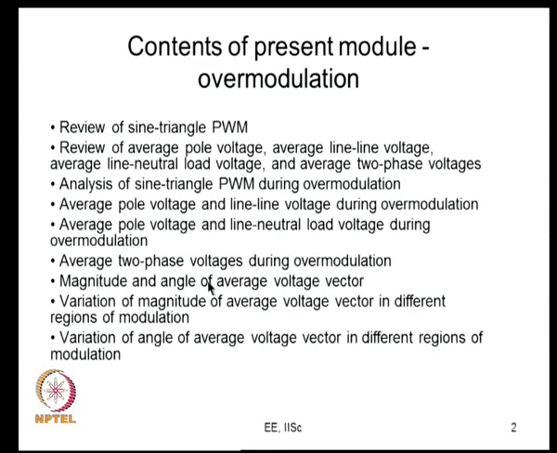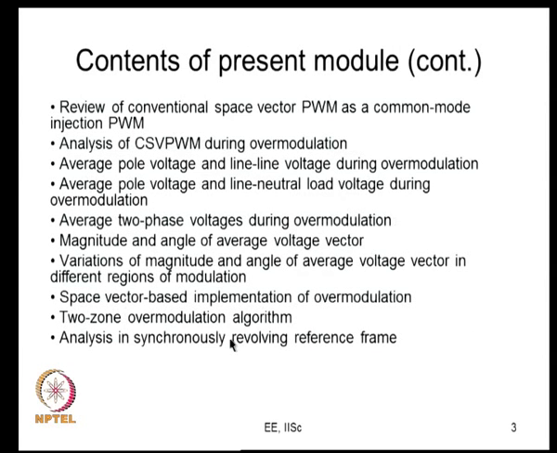Today we would quickly review this part of sine triangle PWM, and our emphasis would be on conventional space vector PWM. We would first look at conventional space vector PWM as a common mode injection PWM, that is, you have 3-phase sinusoidal signals and you can add a suitable common mode component, which will ensure that the null vector time is divided equally between the 0 states. That is conventional space vector PWM. We will review this also, and then we will analyze conventional space vector PWM during overmodulation, just as we did for sine triangle PWM previously. We will do that for CSV PWM now.